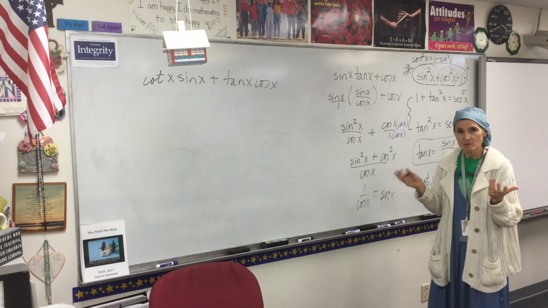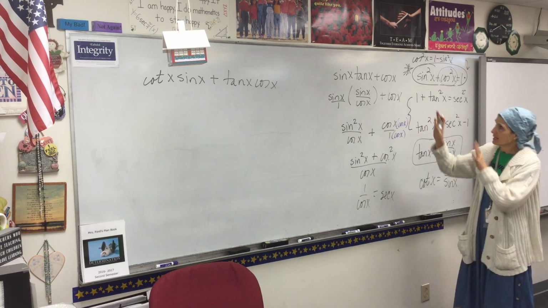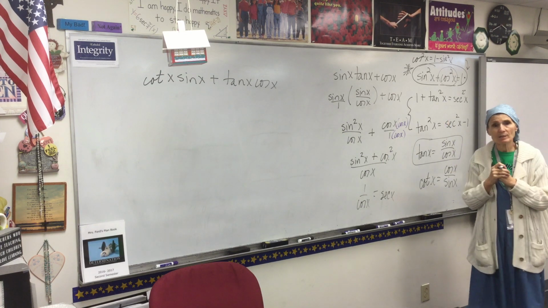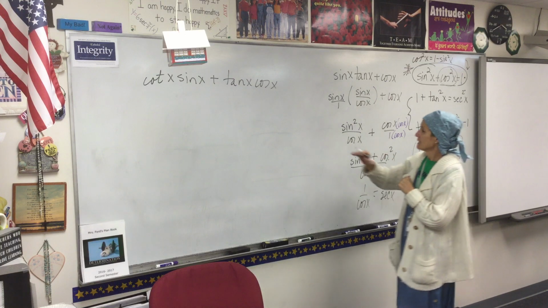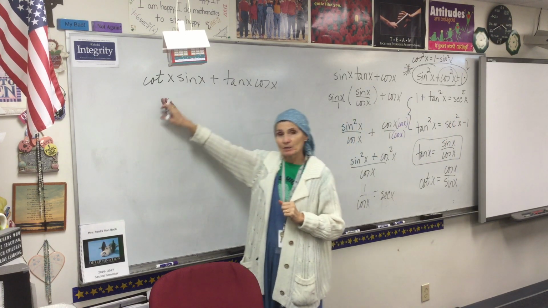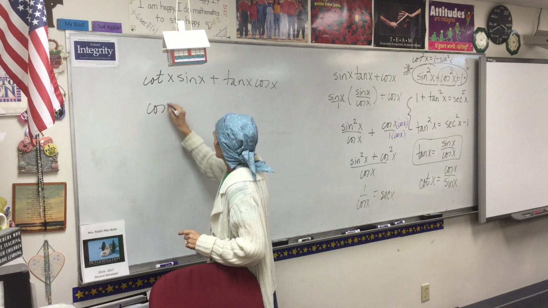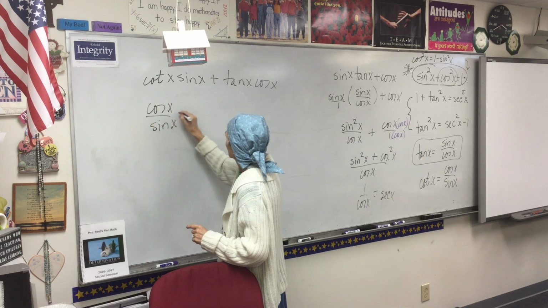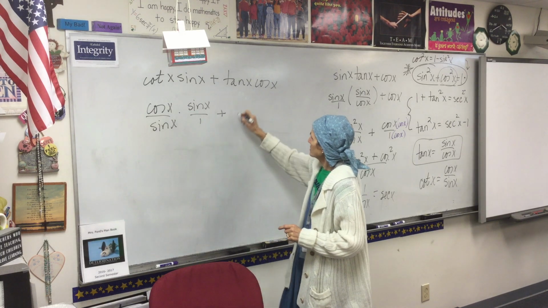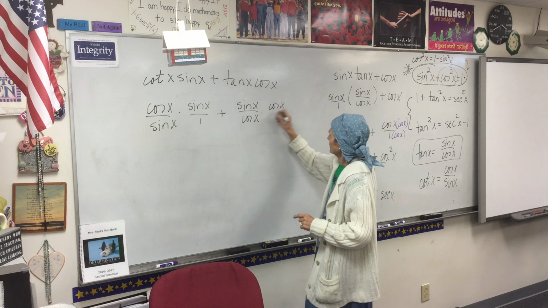Because nothing's the same, right? There's no GCF. So think about what we did here. When we kind of had the same situation, we couldn't factor anything. What did we do? We changed our tangent into sine over cosine. And while I'm at it, I'm going to change my cotangent into cosine over sine. So I have cosine over sine times sine over 1, regular sine, plus sine over cosine times cosine over 1.